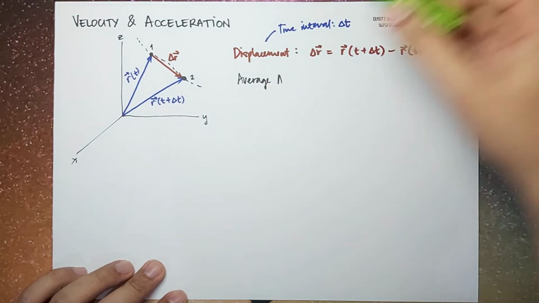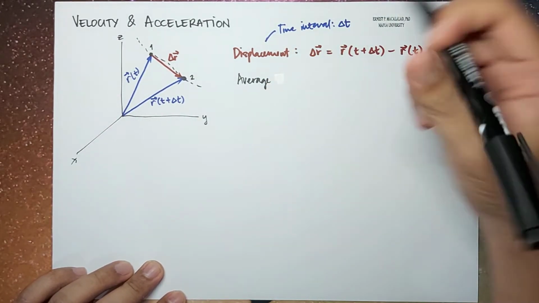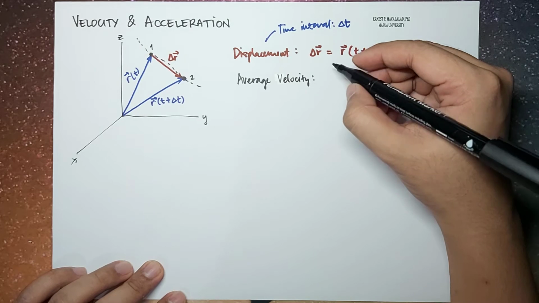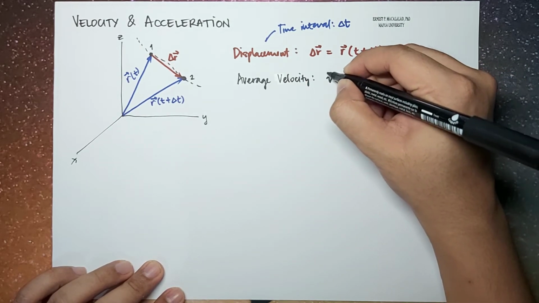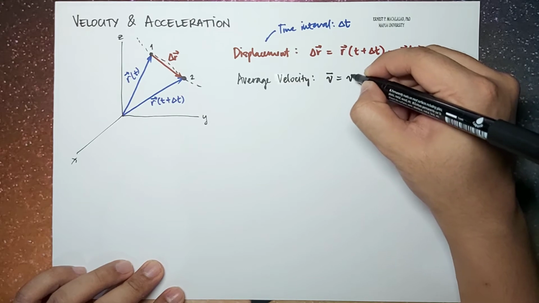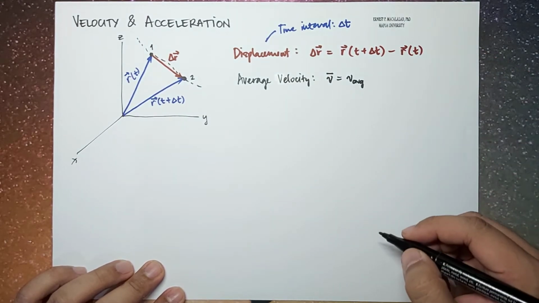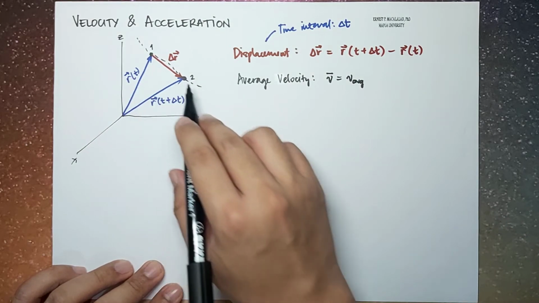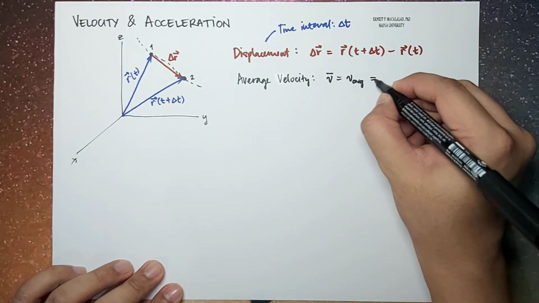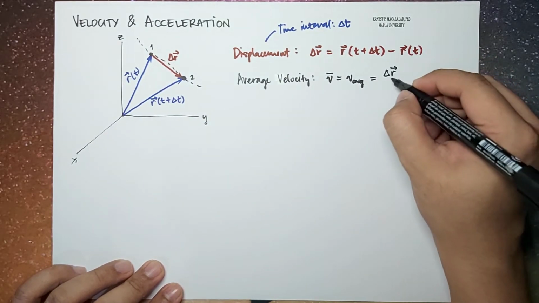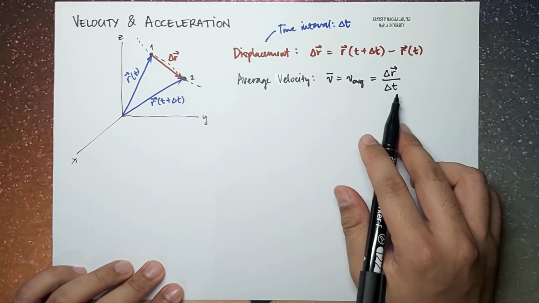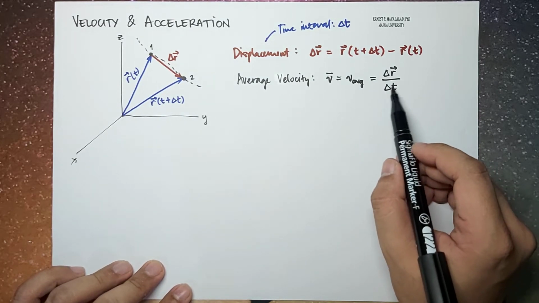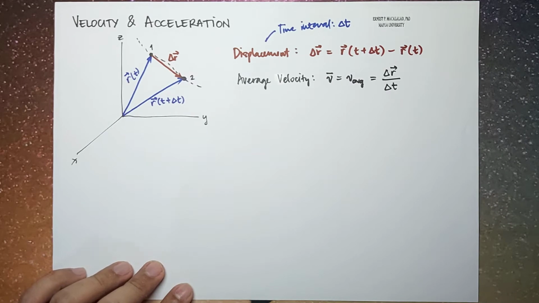So from here we can first define the average velocity. We usually write average velocity as v bar or just v average. By definition, for this time interval between point 1 and point 2, the average velocity is just the displacement divided by the time interval. This tells you the rate at which the position changes after a period delta t.